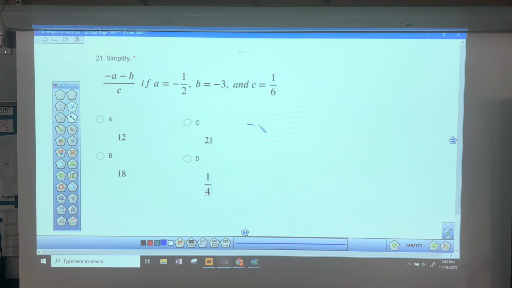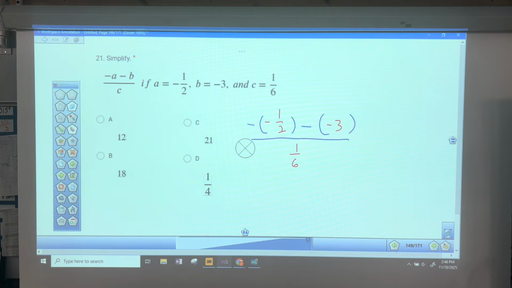All right, negative, minus, over, C. A is negative 1/2, so I have to put a negative 1/2 in here. B is negative 3, so I have to put a negative 3 in here. C is 1/6, so I have to put a fraction down here. Let me simplify. A negative and a negative is a positive, so that's going to turn into positive 1/2. A negative and a negative is a positive, so that's going to turn into plus 3.